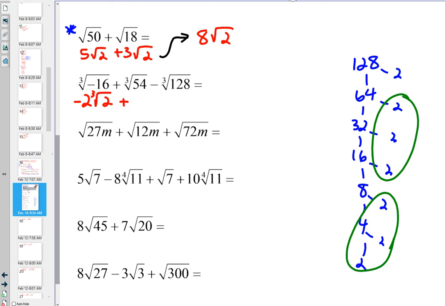For the 54, I want to say a 3 comes out, it would be 3 cube root of 2. And then the last one just said minus, if 2 come out, it will be 4 cube root of 2. I couldn't add and subtract before, but I can do so now. What is negative 2 plus 3 minus 4? They're all cube root of 2 now, they can be combined. It is negative 3. So this will give me negative 3 cube root of 2.